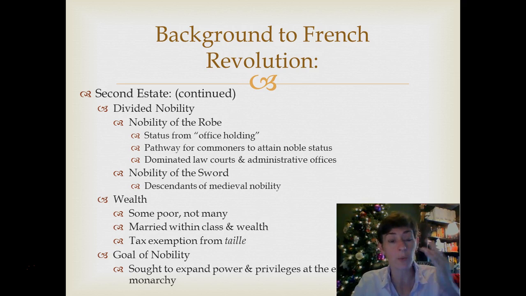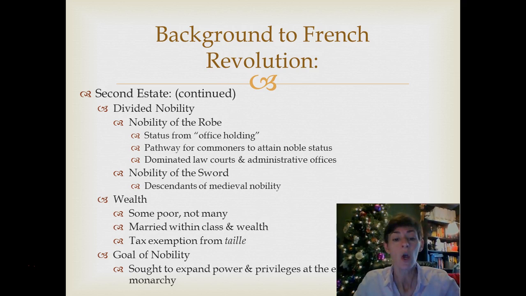In terms of wealth, there were some members of the nobility that were poor, but not too many. They married within their class and their wealth status so that they maintained the class and wealth structure that existed in the noble class, the second estate. They were also exempt from the major tax, the taille. So you can imagine who's paying this tax. All the poor people are paying this tax.